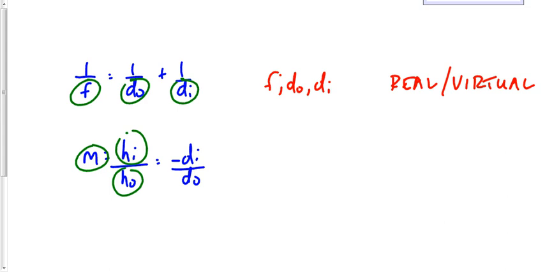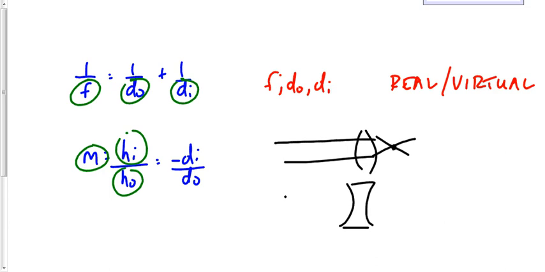Now, when do you have a real focal point? You have a real focal point when you have a converging lens. When rays of light actually converge through the focal point, then it's a real focal point. You have a virtual focal point, or a negative focal length, if you have a diverging lens. Those rays of light diverge away from the focal point. This kind of lens causes the rays to come together at that focal point. This kind of lens causes the rays of light to diverge, or go away from the focal point. This would be a positive focal length. This would be a negative focal length. Does that make sense?